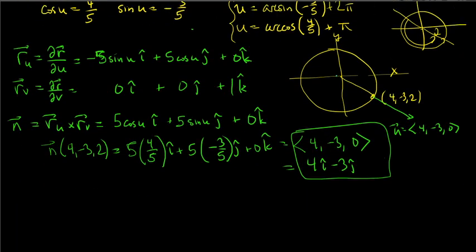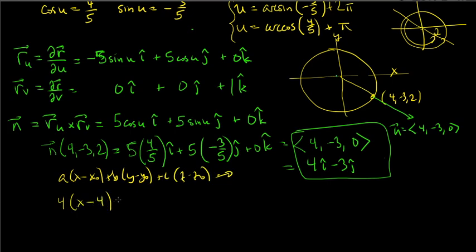All right, so a good review for tangent plane, right? We know the equation of the plane. Here it is one more time. Equals 0. So plug in your numbers. 4 times x minus 4, minus 3 times y minus 3, plus 0 times z minus 2. So we're going to get 4x minus 3y minus 16 minus, plus 9.